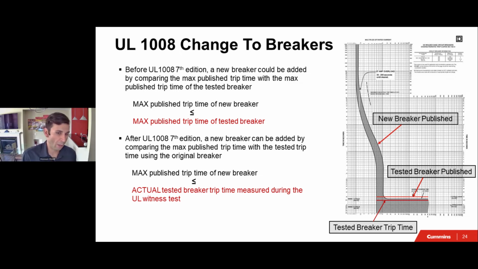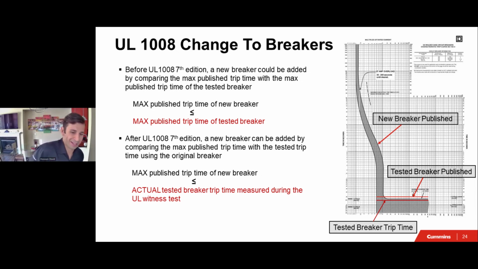Now having said that, we don't know exactly where the breaker that we tested with in the lab has tripped. So when we add a new breaker, we want to make sure that the time for that new breaker to clear a fault is less than or equal to the one that we tested with. What does that mean to you?